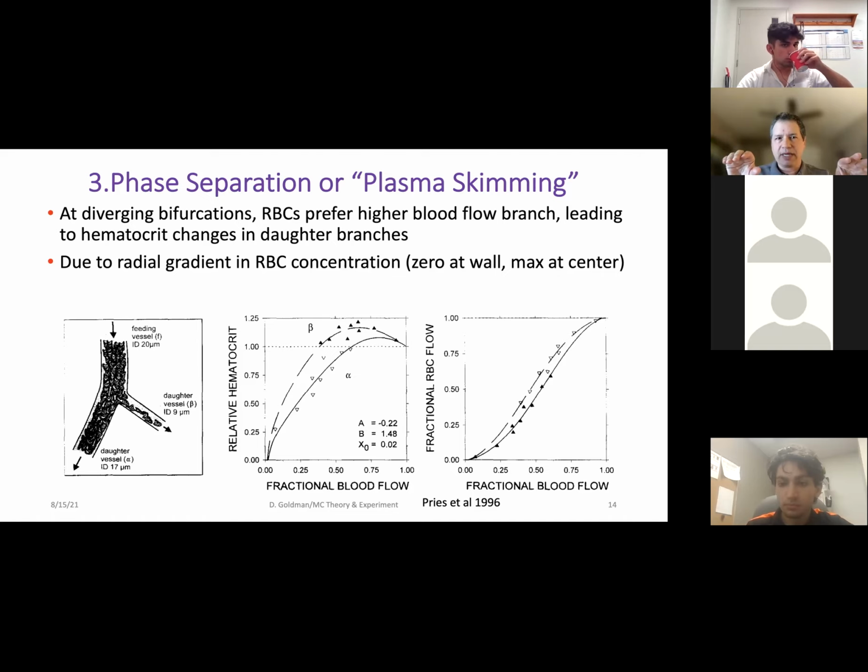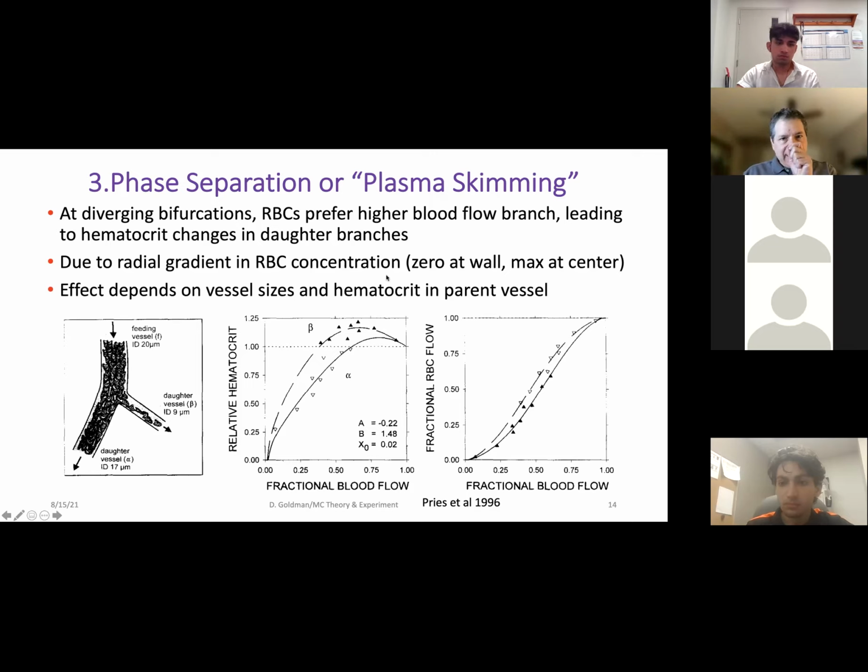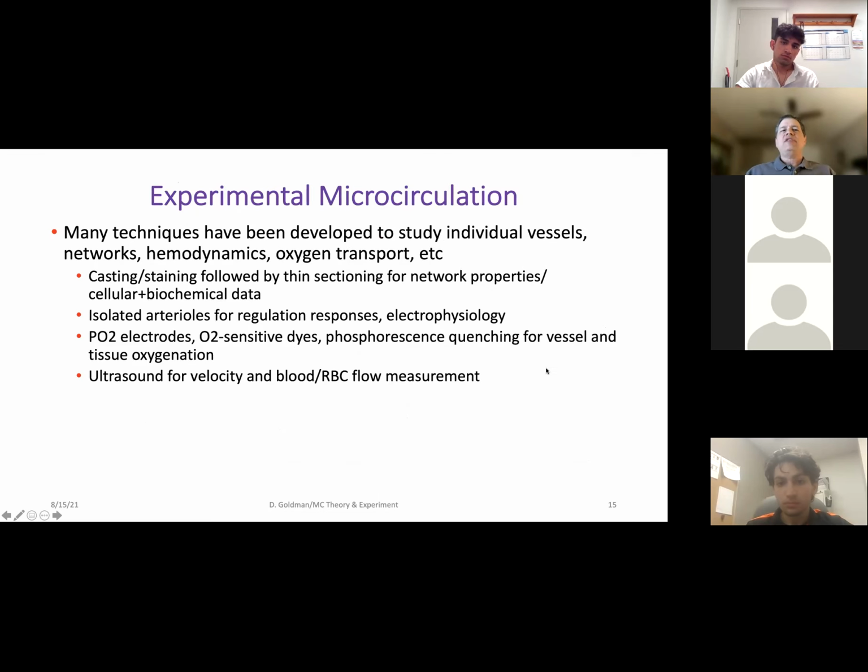coming in. Okay? And so then the question is, how do you regulate oxygen delivery to capillary beds if the hematocrits aren't even the same? So you can't just regulate blood flow. You actually have to take into account how many red cells they are getting, maybe even how much oxygen these red cells have. And so that's why you need a sophisticated regulation system for microvascular blood flow. Okay. And again, this effect depends on the size of vessels and the hematocrits of the vessels. All right, so that was my intro to microvascular physiology or microvascular biophysics.